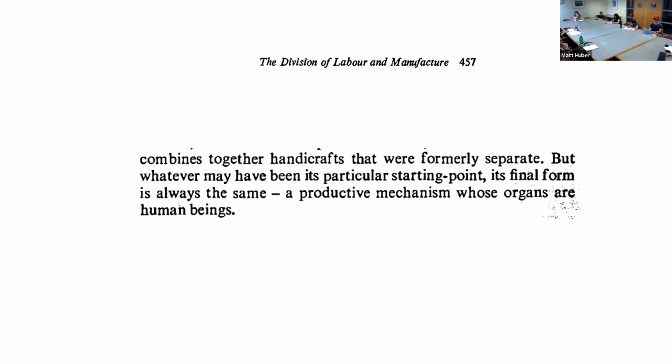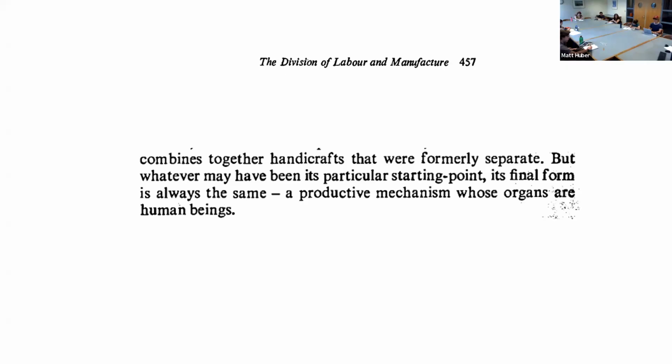Okay, so then this is, again, I think a key phrase or sentence, where, again, contrast this to chapter 15 next week. "Whatever may have been the particular starting point, the final form is always the same." And this is where he's talking about manufacture, the stage of production: a productive mechanism whose organs are human beings. So that's the key: the productive power of this process is ultimately going to be human muscles and human beings and humans themselves.